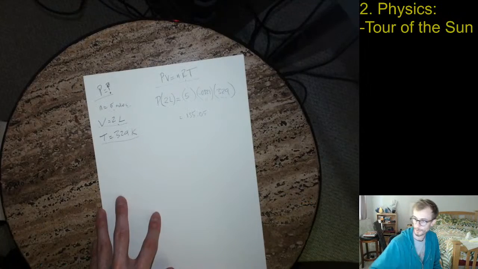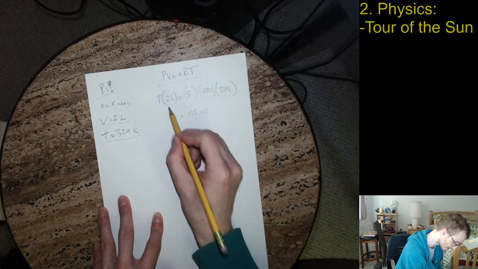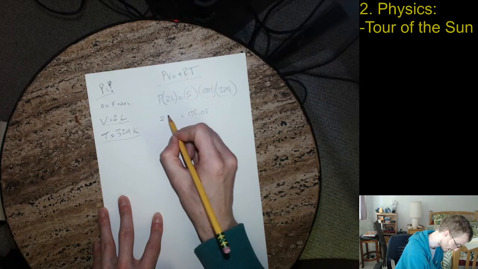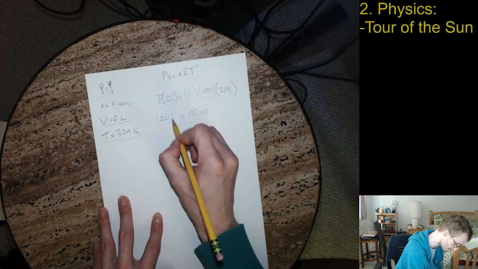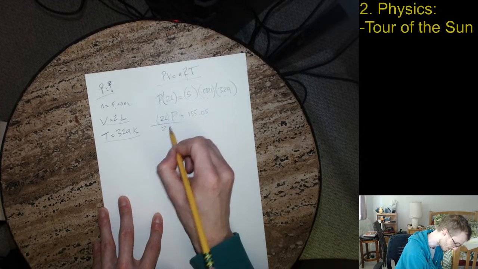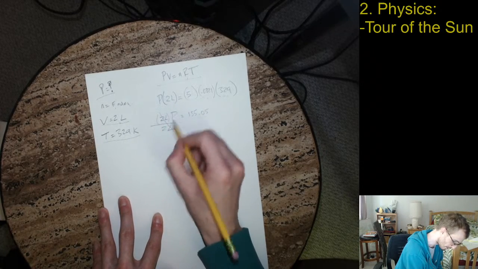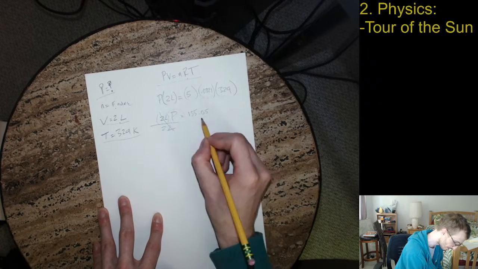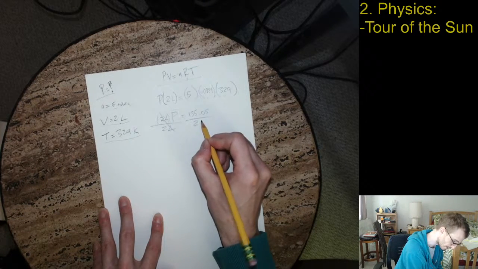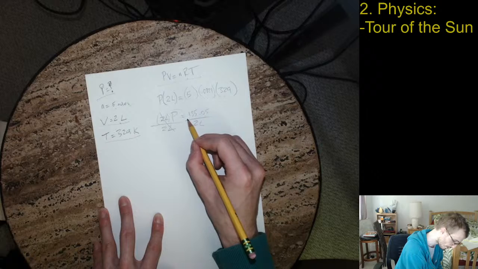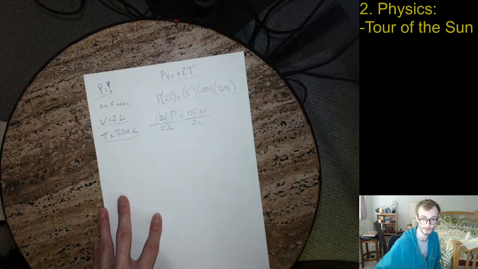If I go back to my paper, that's what I found here. And then on this side, I just have the number 2, so 2 L still times P. I'm going to divide both sides by 2 L so that when I'm all said and done, P will be by itself. So there we go. Then I have 135.05 divided by 2 liters.